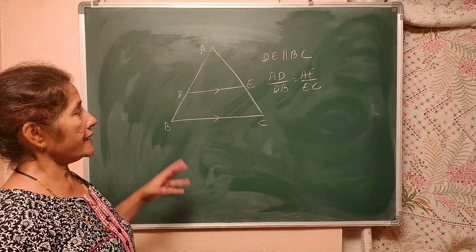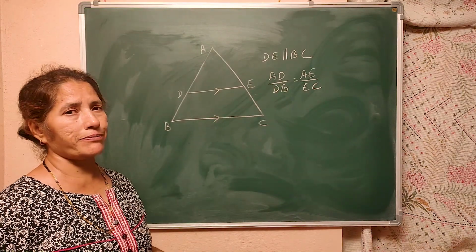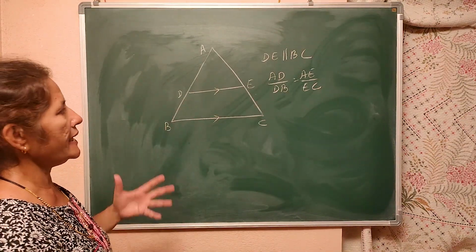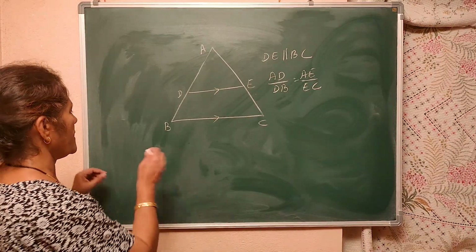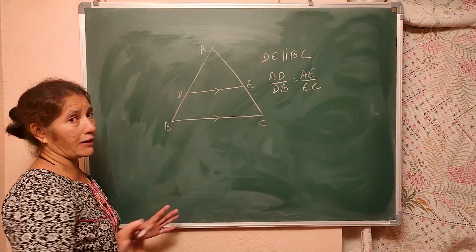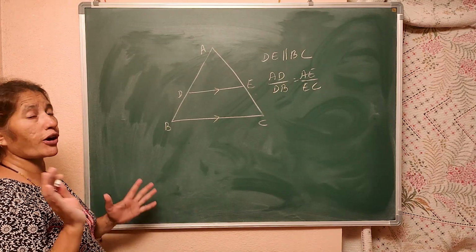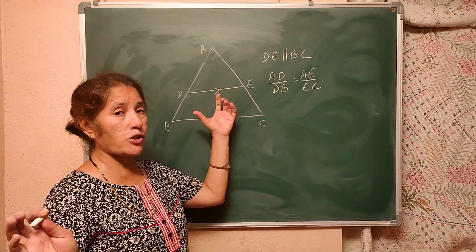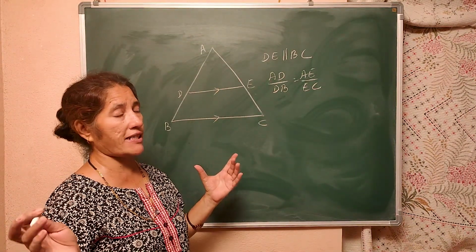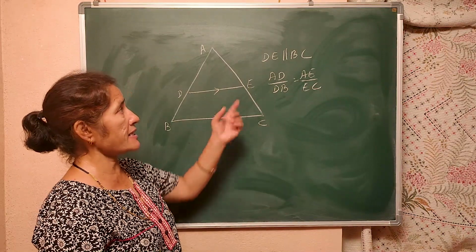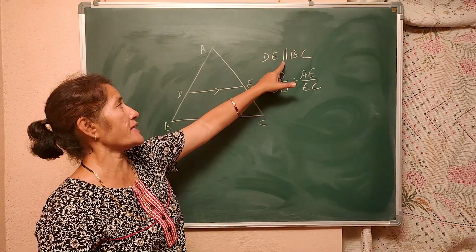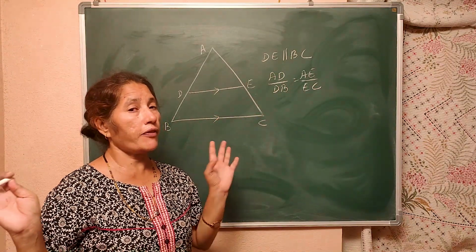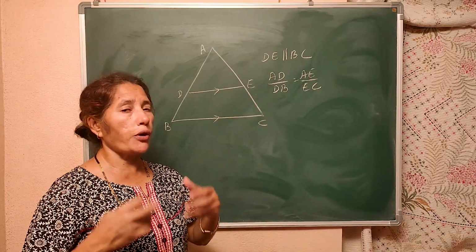How to prove? For a theorem, you have to write down given. What is given? In triangle ABC, DE is parallel to BC. This may come for 1 mark. If it is 1 mark, you have to say the statement. What is the statement? If a straight line is drawn parallel to a side of a triangle, it divides the other two sides proportionally. That is, when DE is parallel to BC, AD by DB is equal to AE by EC. That much is enough. If it comes for 3 or 4 marks, you have to prove it.